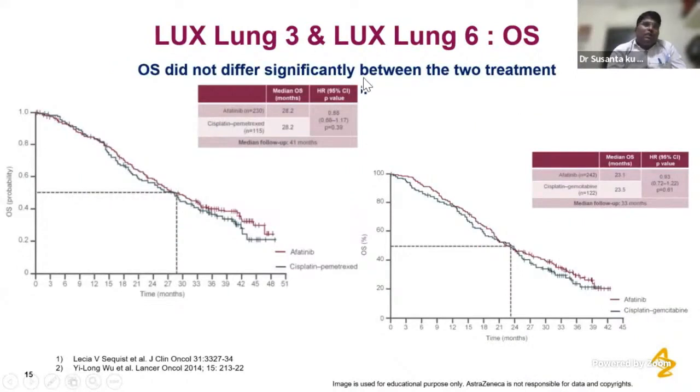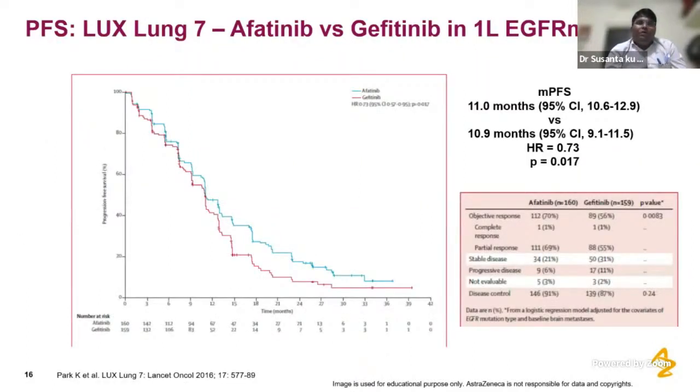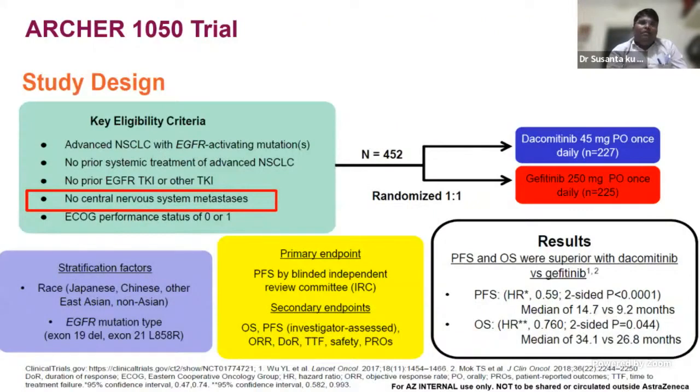Then there is another study, LUX-Lung 6. OS did not differ significantly between the two treatments, because here they compared afatinib with gemcitabine cisplatin. They did not find any advantage in overall survival. Coming to when they compared afatinib with gefitinib, the median PFS was 11 months versus 10.9 months. Only a small advantage, but it is significant with a hazard ratio of 0.73. Here also they did not find any overall survival benefit.